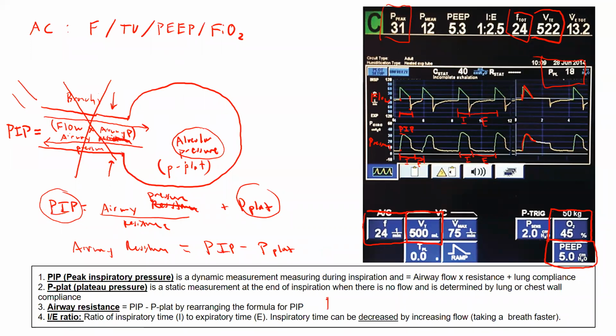So if you increase the velocity, the inspiratory flow, so you increase the velocity that you take a breath in, that's actually going to decrease the time that you're in inspiration, and it's actually going to decrease your I to E ratio. That's something we're going to talk about later. So just remember, if you increase your inspiratory flow, that's the quickness of how quick you deliver a breath, you decrease the amount of time that you're in inspiration, and you're going to decrease your I to E ratio.